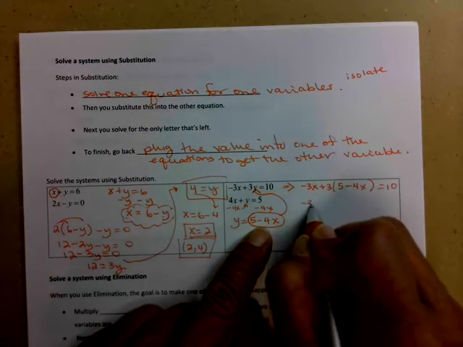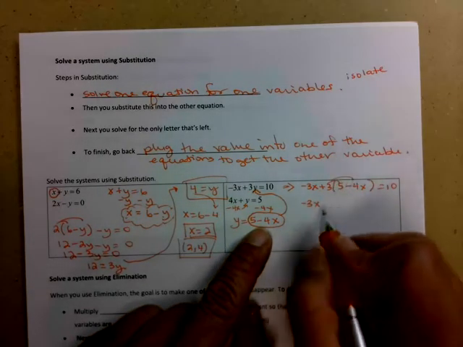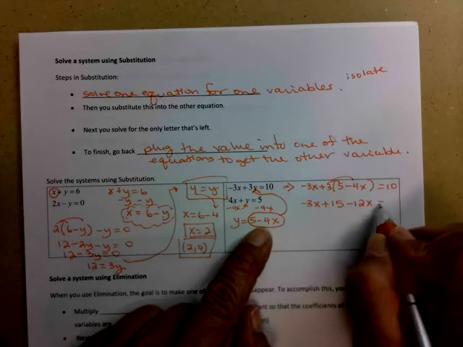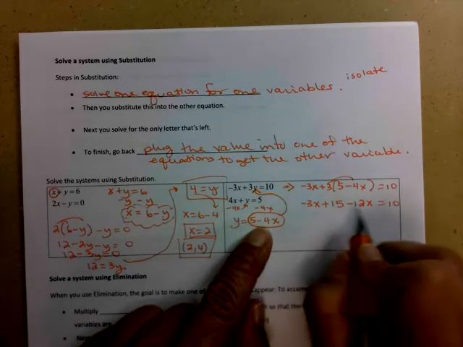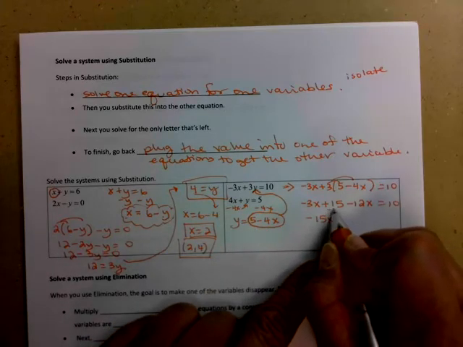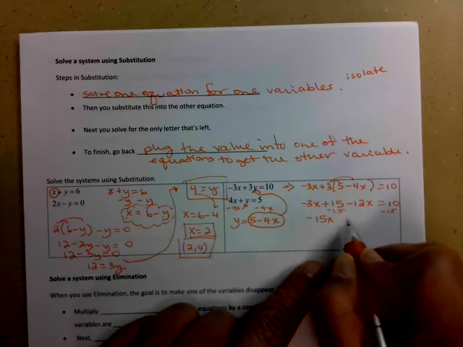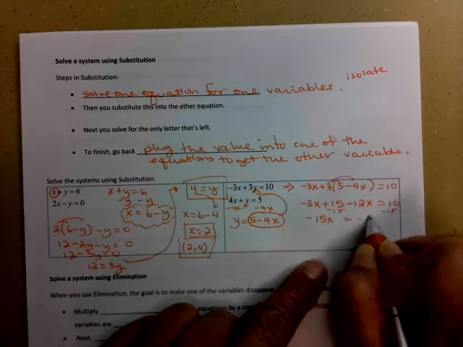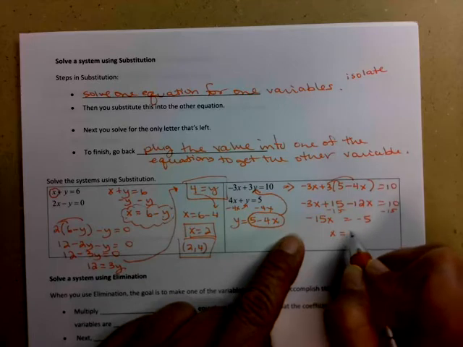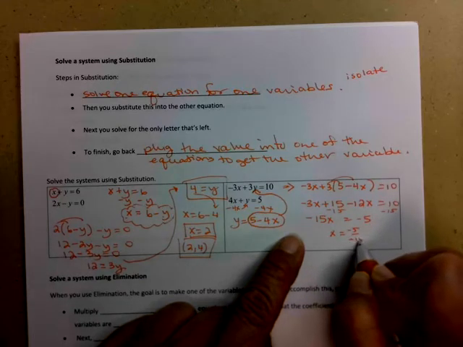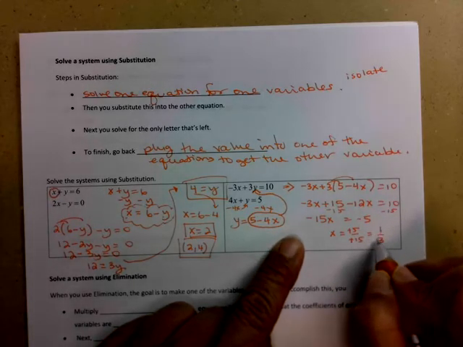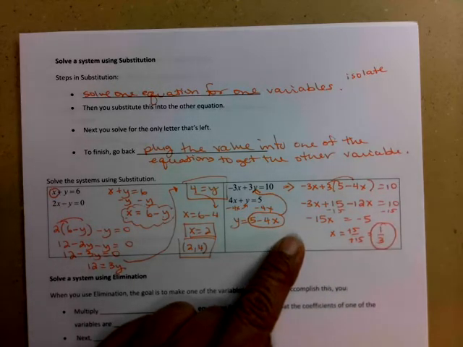That's awesome. Negative 3x, distribute your 3, so plus 15 minus 12x equals 10. Combine your like terms, so negative 15x. I'm going to subtract the 15 from both sides, equals negative 5. Divide both sides by negative 15. So I have negative 5 over negative 15. Negative is positive, and that's 1/3. So there's your x part.